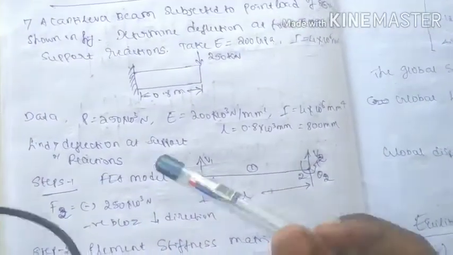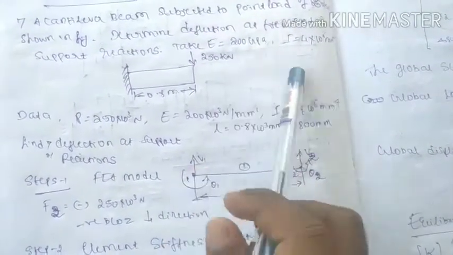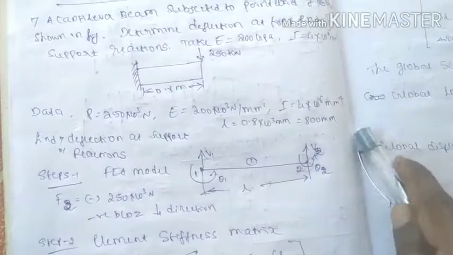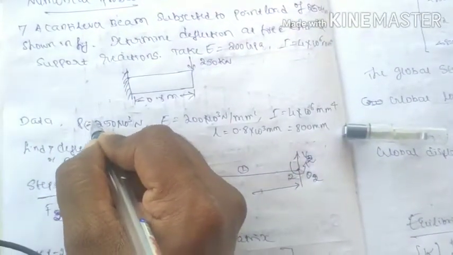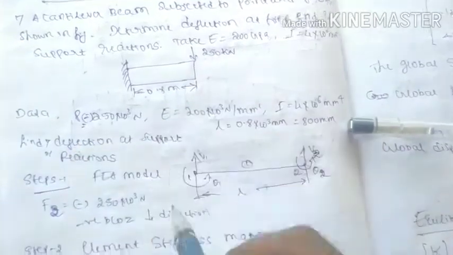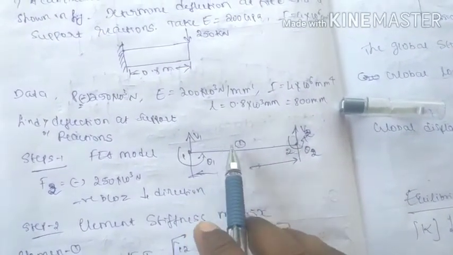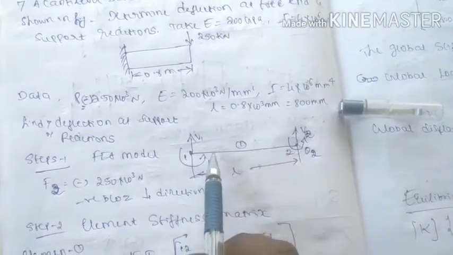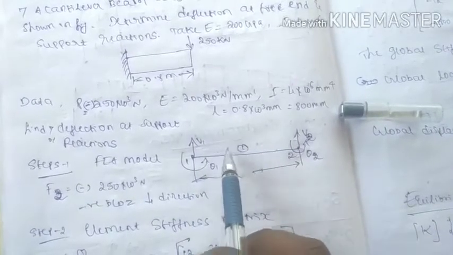Here the load given is 250 downward. As I told, upward forces are considered positive and downward are negative. Therefore here we are going to consider P as minus 250 kN. Now the first step is to write the FEA model. It is a 1D model type, with node 1 and node 2, and element 1.